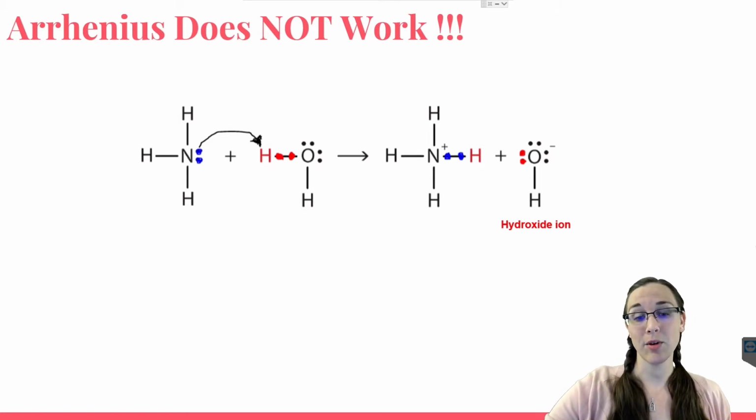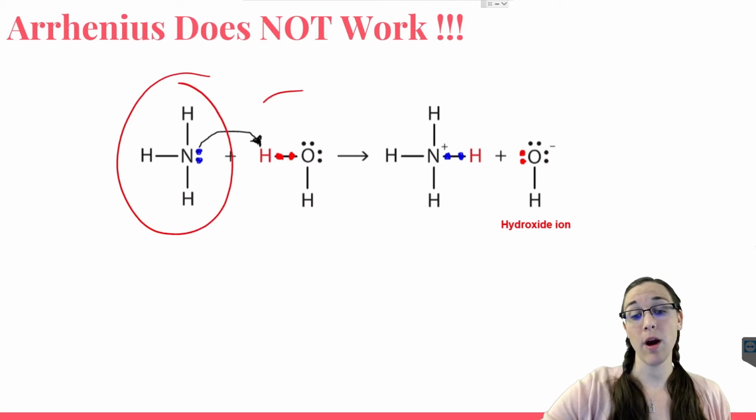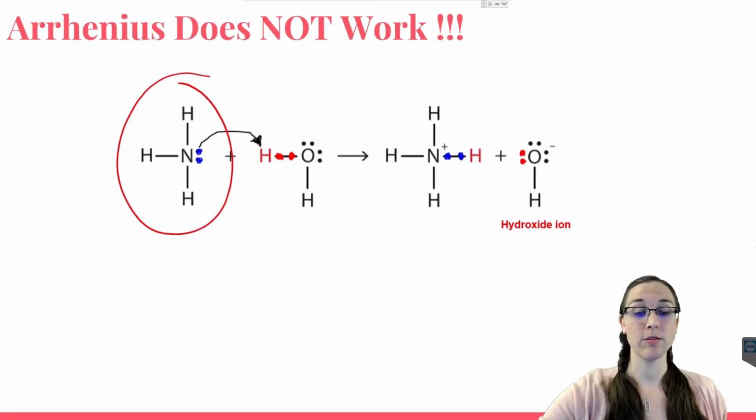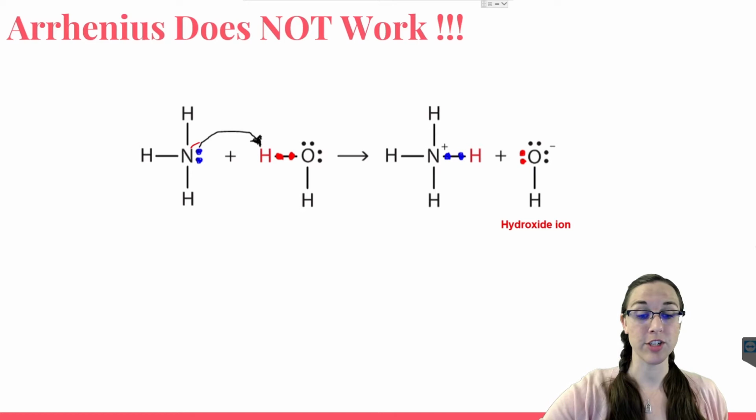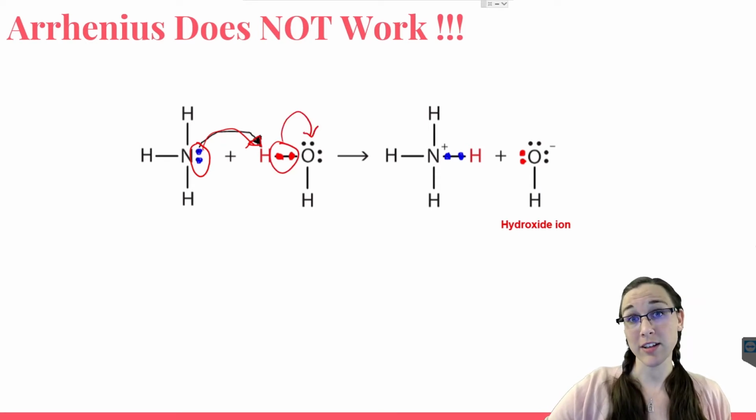If we're looking at the equation between ammonia and water, notice that there's a little arrow drawn from the lone pair on nitrogen grabbing the hydrogen off of this water molecule. When it does so, these electrons holding the hydrogen and the oxygen together shift over and live on the oxygen instead. I know that by looking at the products.